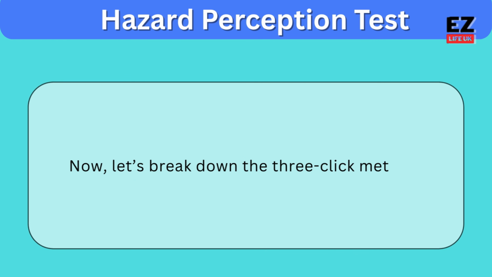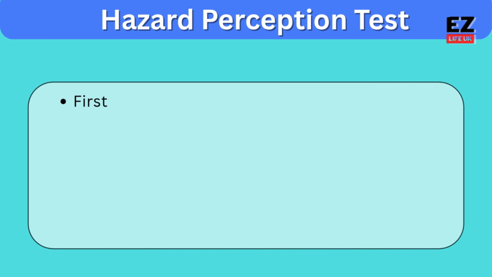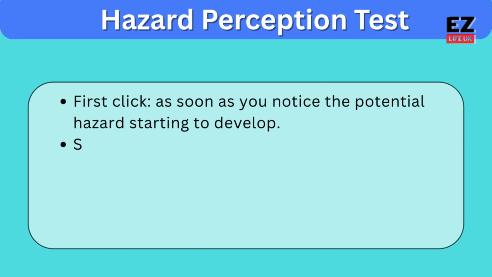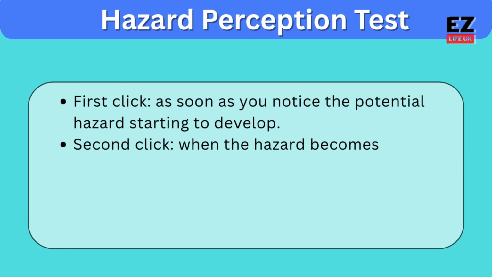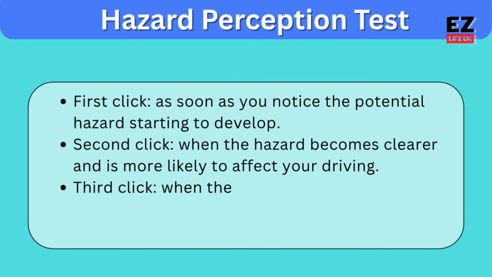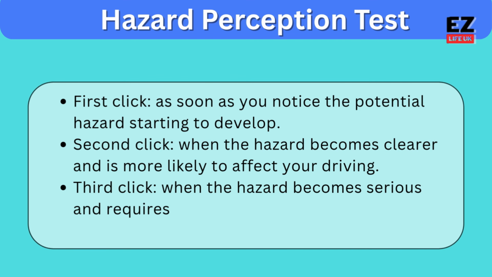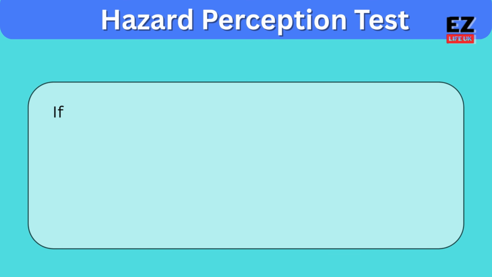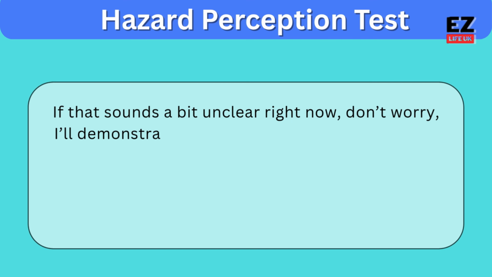Now, let's break down the 3-click method. First click, as soon as you notice the potential hazard starting to develop. Second click, when the hazard becomes clearer and is more likely to affect your driving. Third click, when the hazard becomes serious and requires action, such as slowing down or preparing to stop. If that sounds a bit unclear right now, don't worry. I'll demonstrate it step by step using real clips.